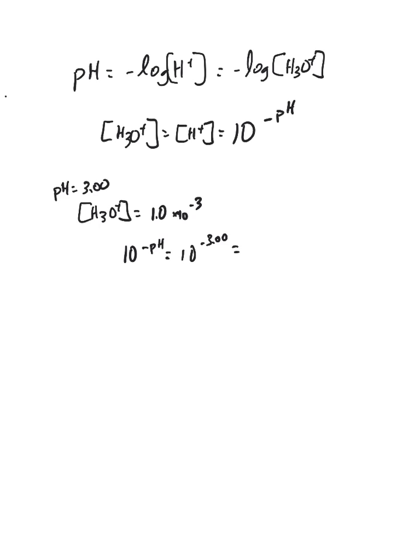And so you'll need to put that in your calculator. When my calculator works, I'm putting in 3, changing the sign, and then I've got an inverse log button that allows me to see that it comes up as 0.001, which is also 1.0 times 10 to the minus 3.